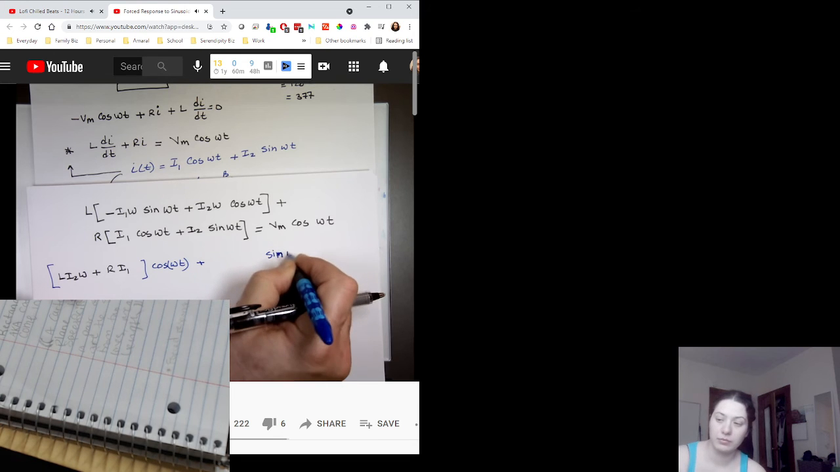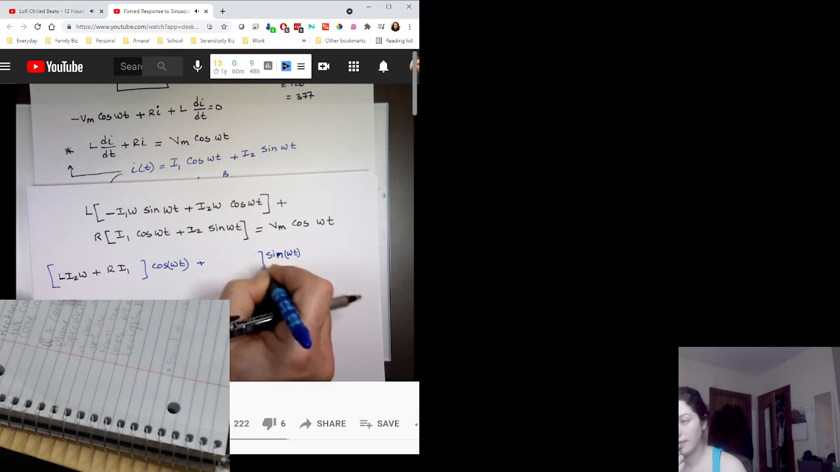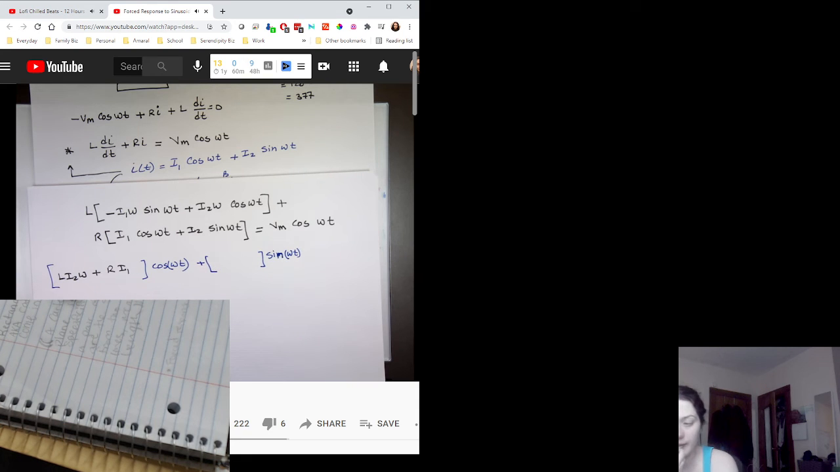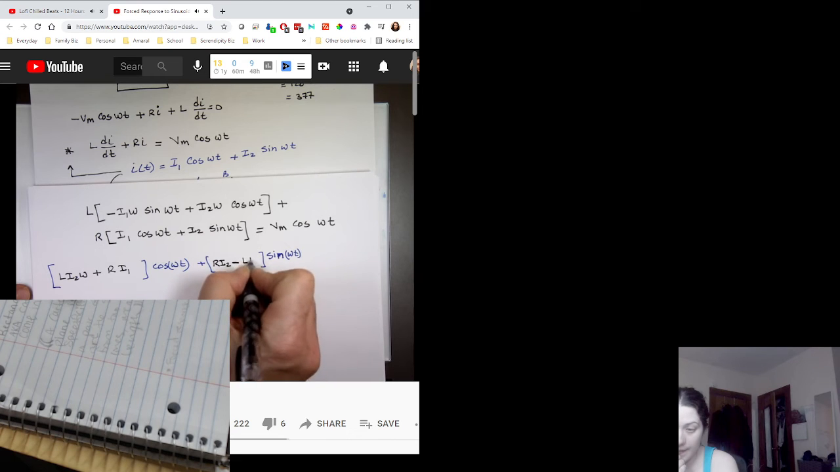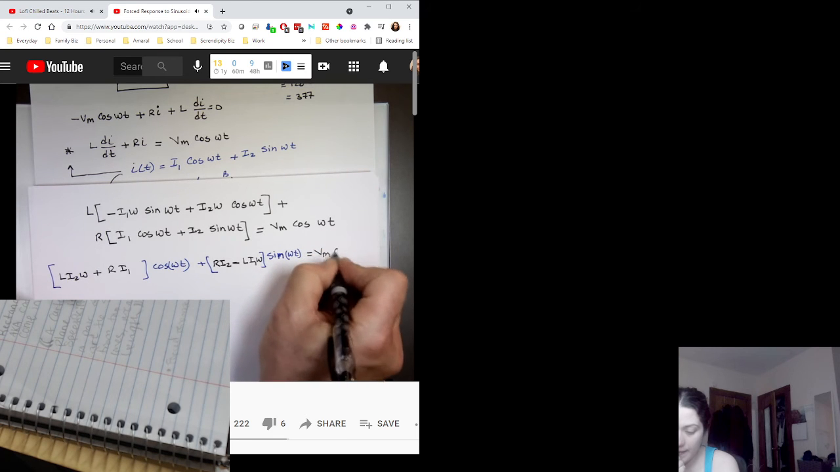I'm collecting like terms. Can you see it? This times that, plus this times this. That's the cosine. Let's look at the sine. What do we have? R times I sub 2 minus this one, L times I sub 1 W. All of that equals Vm cosine Wt.